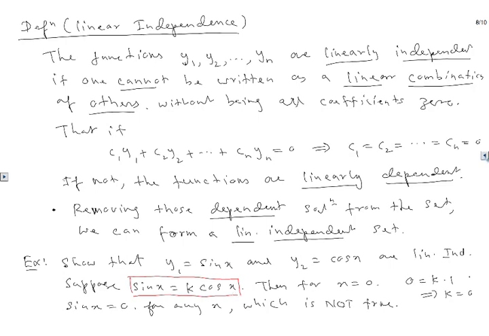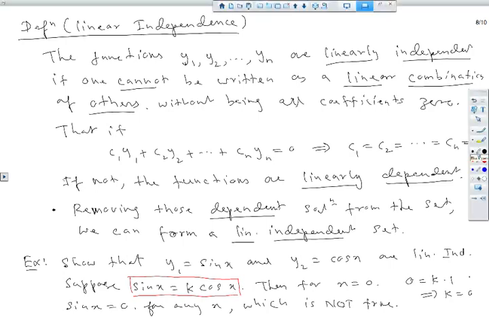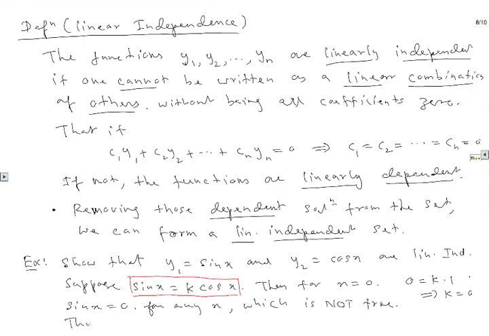Okay. So thus sine x and cosine x are linearly independent. Because if you suppose that one is a multiple of the other, we get this weird situation, what we normally call a contradiction, because it says that sine x has to be 0 every time, but that's not the case. So that means this is not true. So they are not linearly dependent. It has to be linearly independent.